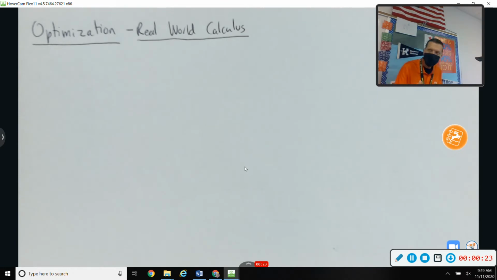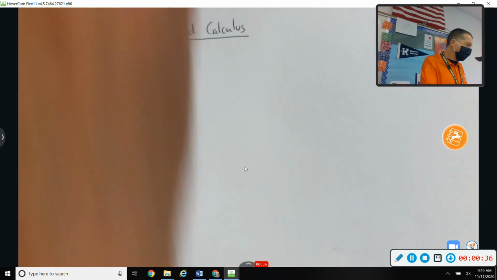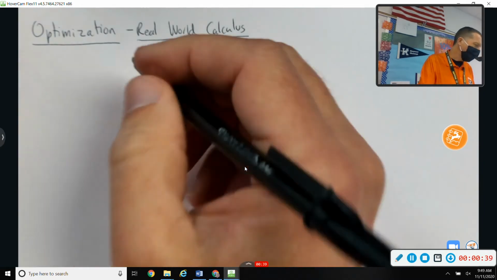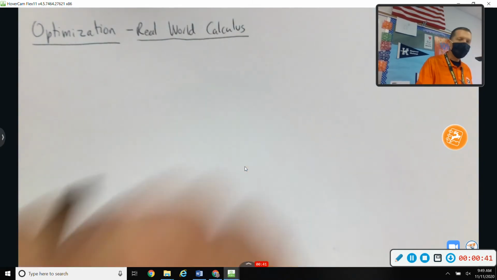But this, depending on your field, people use calculus to optimize things, to make things either cheaper, or to maximize their profits, or to use less materials, which is money as well. So this is real stuff that we're doing today.